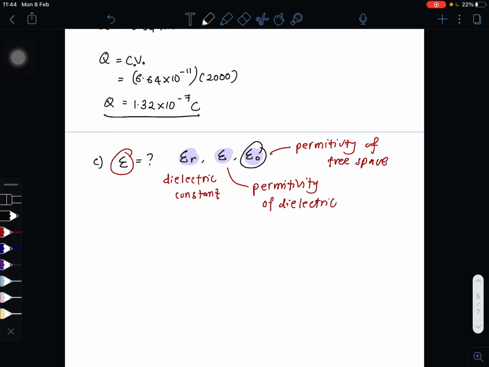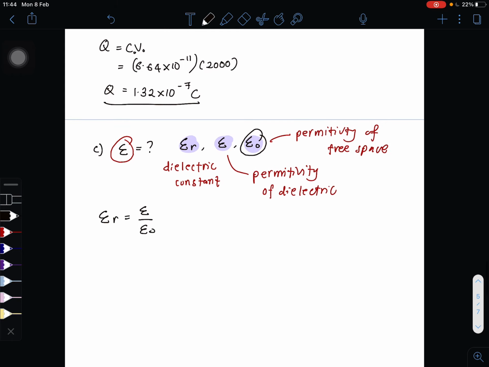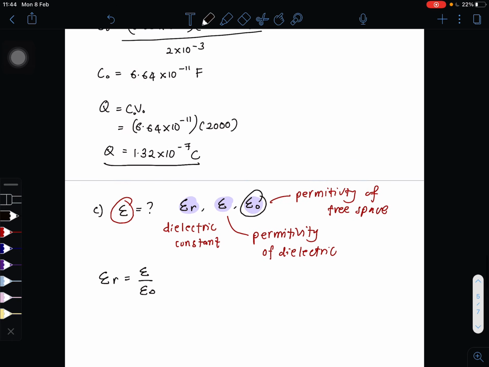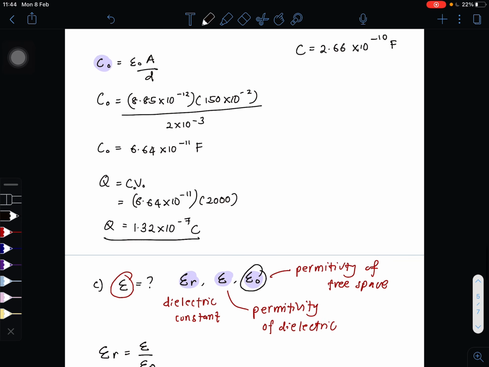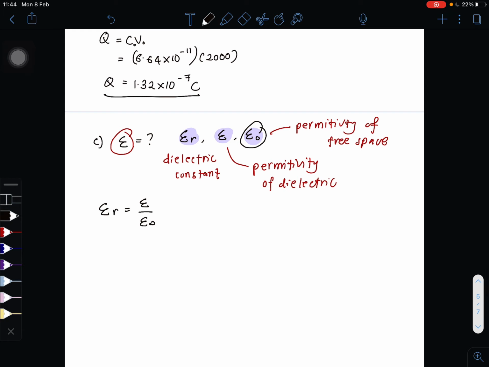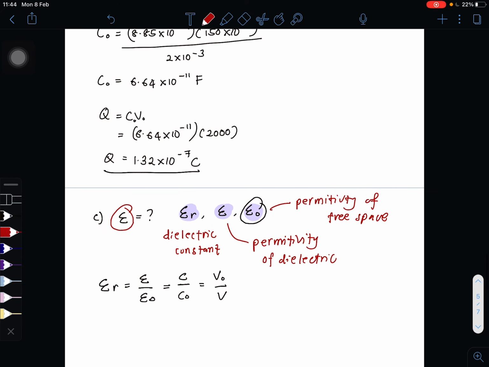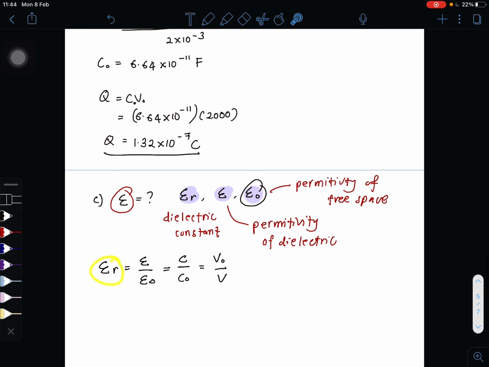So using the formula epsilon R is equal to epsilon divided by epsilon naught. Okay, do we have the value for epsilon R here? Actually we don't have the value of epsilon R, so we cannot use this one first. So the continuation is C over C naught equal to V naught over V. This value we don't have. V naught we have, V we also have.